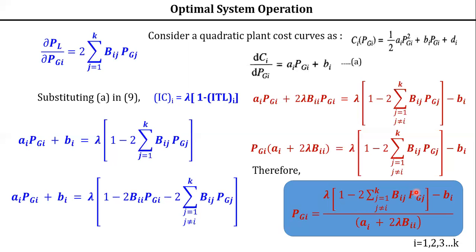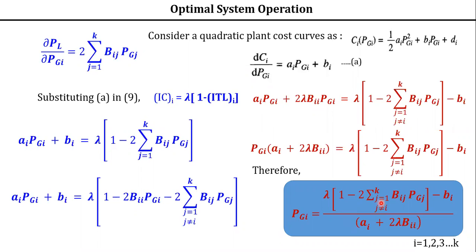Clear? In some textbooks they take this lambda outside, so this becomes AI by lambda plus 2 BII. Since lambda is there, when you take it out they do some further simplification. If you want to, you can do it, otherwise it is not required. You can keep it like this only. That is the only difference.